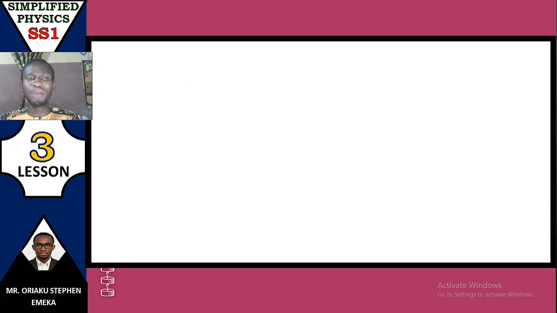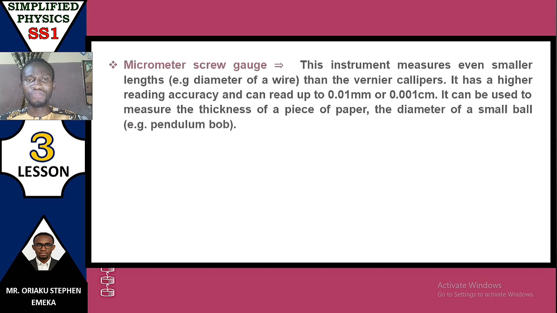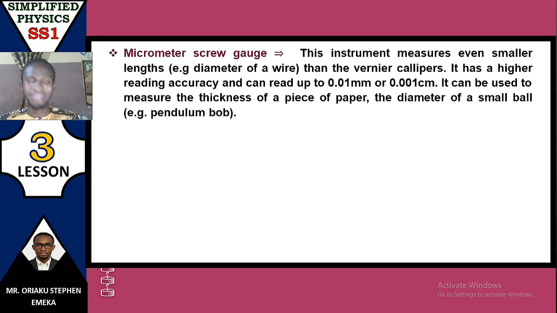So let's go to the micrometer screw gauge. The micrometer screw gauge measures smaller lengths. These are for very small things, like the diameter of a wire or the thickness of a paper. It would be difficult for a vernier caliper to measure those small lengths. The micrometer screw gauge has higher reading accuracy because it can measure up to 0.01 millimeter. The meter rule can measure 0.1 centimeter, that is 1 millimeter.